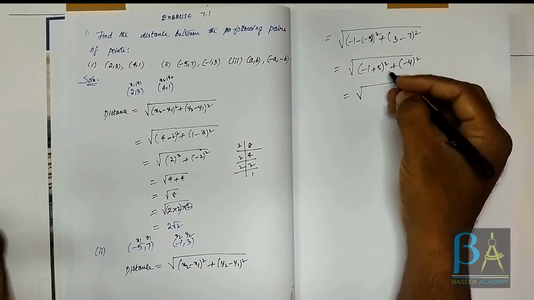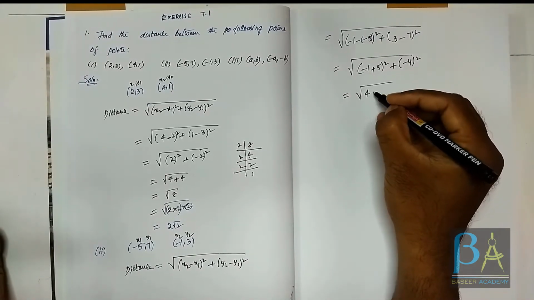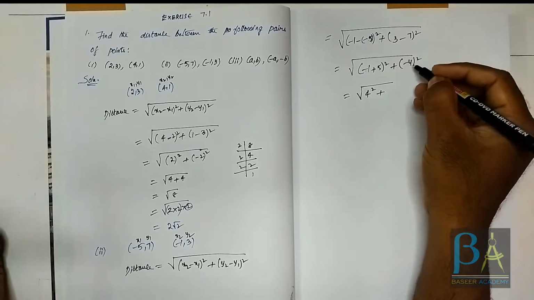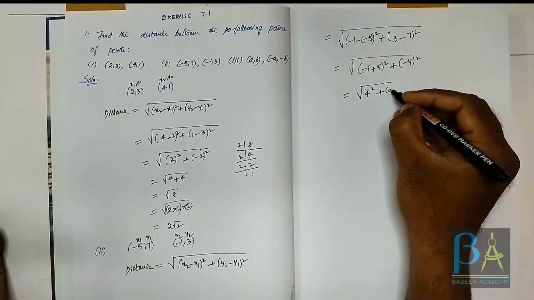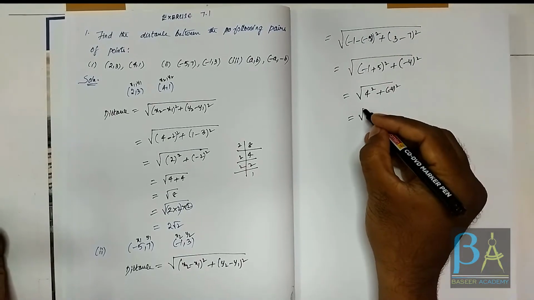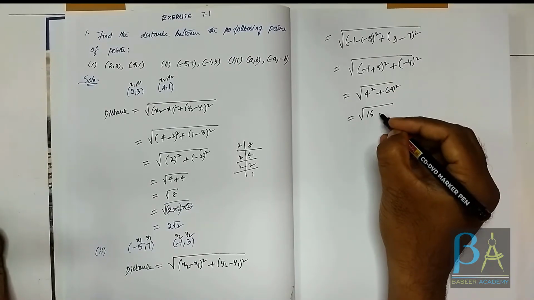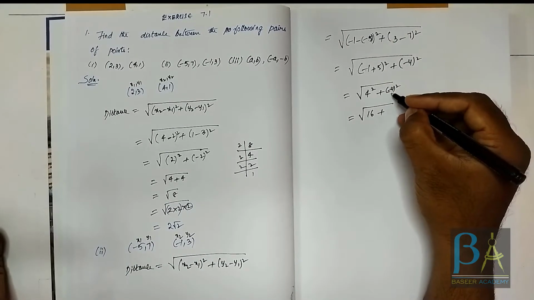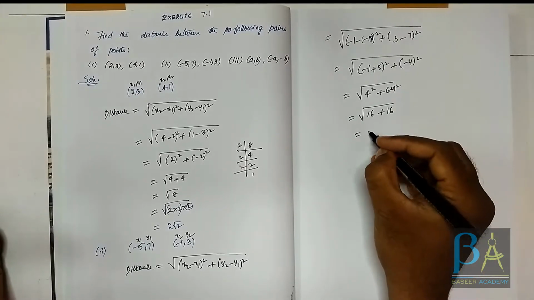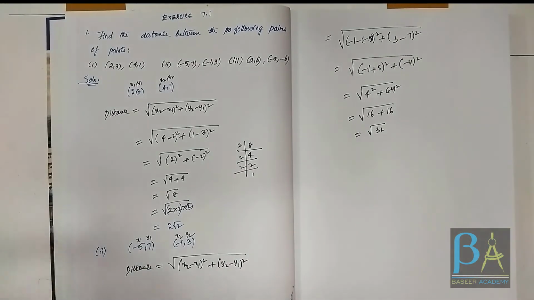So what do I end up getting? 5 minus 1, which is 4, the square as it is. Minus 4 square, let me write it as it is for now, and let me square them now. 4 square is 4 into 4, which is 16. Minus 4, if you square it, it becomes plus, isn't it? 4 square is 16 once again. 16 plus 16 is 32.